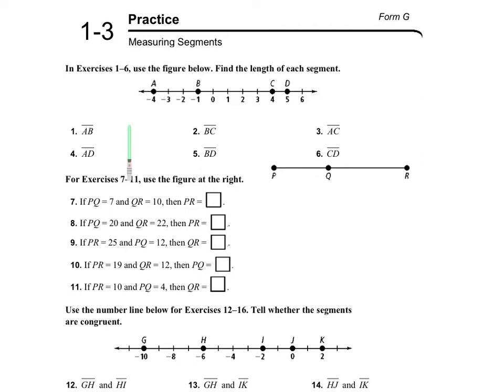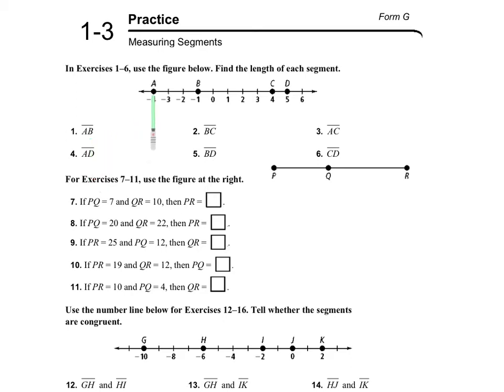Hi, so today we're going to be working with measuring segments and using the properties of the segments and the segment addition postulate, right? So in this case, we're going to start using this figure right here. It says in exercises 1 through 6, use the figure below, find the lengths of each segment. So I want to find the length of AB.